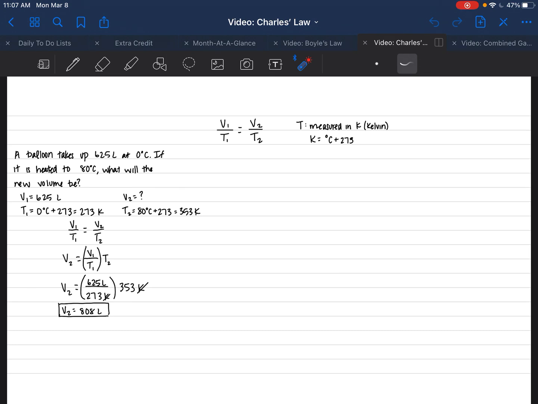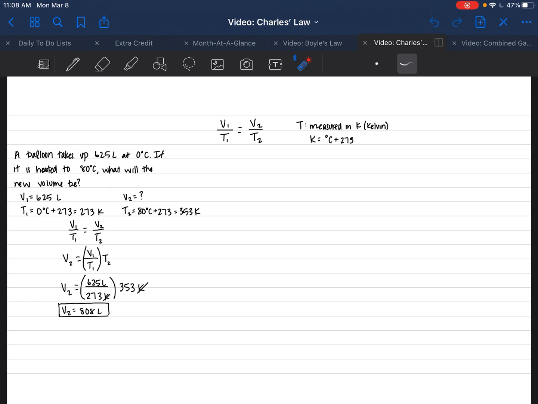So let's look at an example problem. If we say that a balloon takes up 625 liters at 0 degrees Celsius, and then we heat it to 80 degrees Celsius, what is that new volume going to be? So just like in our previous video with Boyle's law, I went ahead and pulled out our variables. So V1 was given to us, T1 was given to us, but notice that that temperature was given in Celsius. So I added that 0 plus 273 to get kelvins, which is 273 kelvins. And then V2 is what we're solving for.